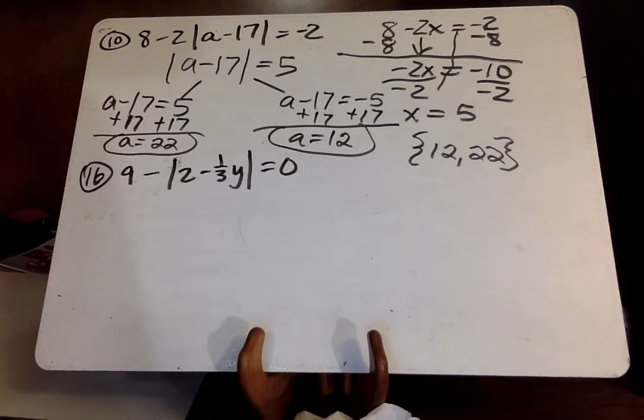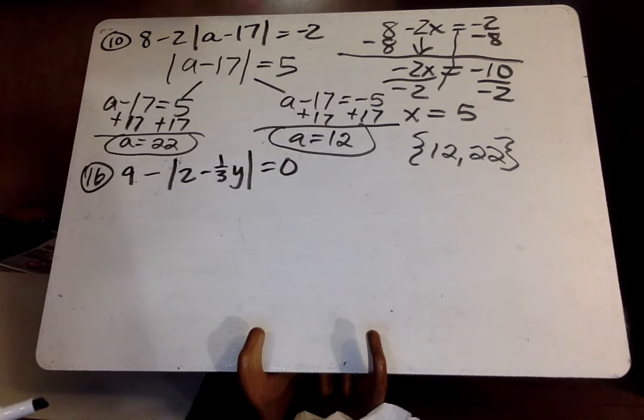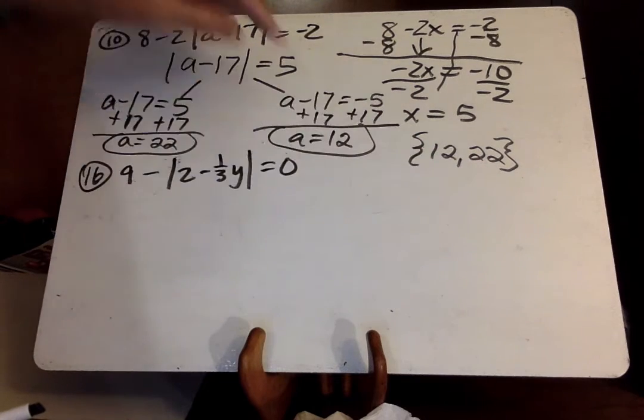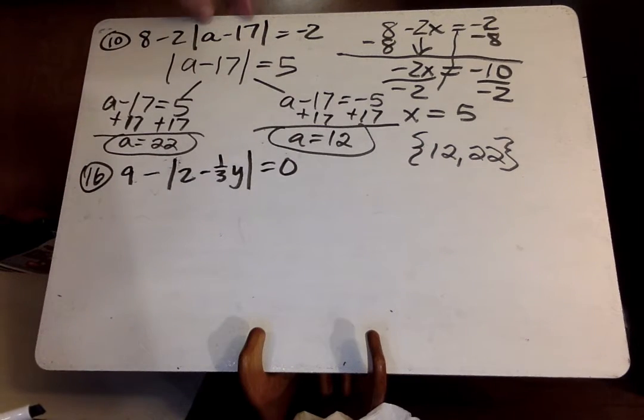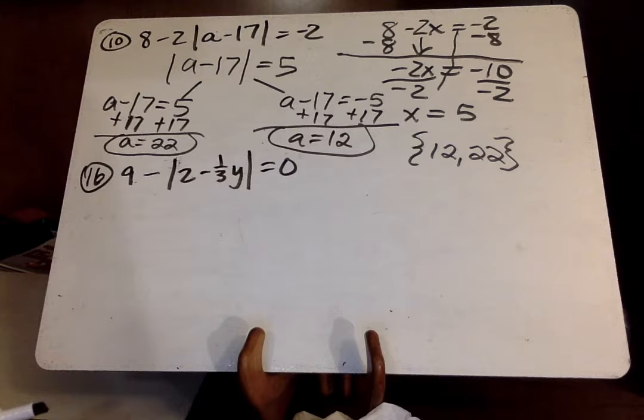We can plug them back in. 12 minus 17 is negative 5. Absolute value is 5. 5 times 2 is 10. And then 8 minus 10 equals negative 2. That's correct. I could put 22 in there. 22 minus 17 is 5. Absolute value is 5. And multiply it by 2 is 10. 8 minus 10 equals negative 2. Boom, you got the right answer.